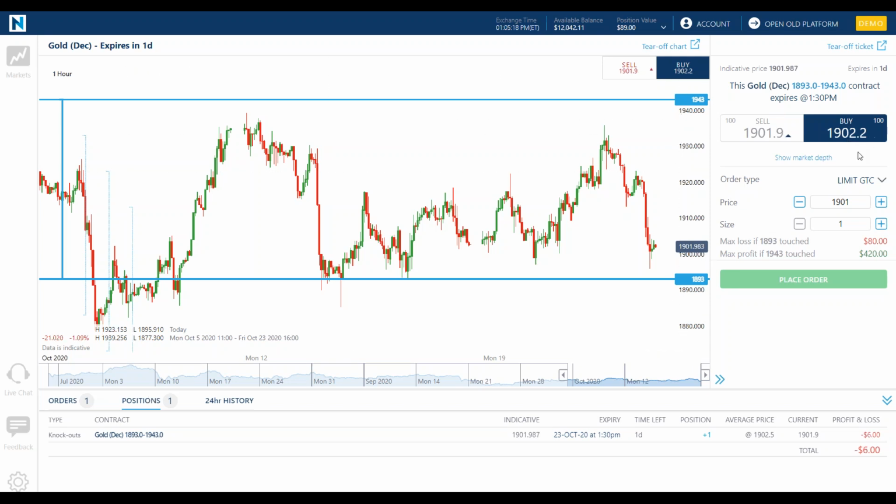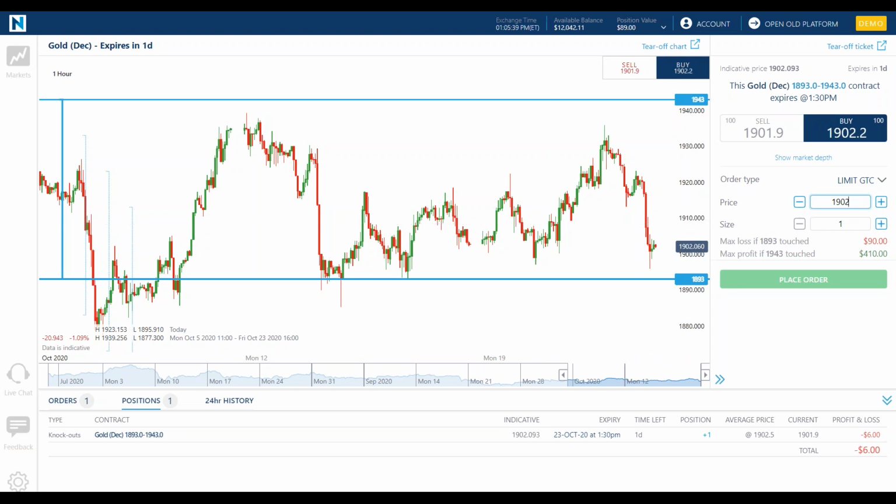Now, let's go ahead and choose 1902. I'm going to choose 1902 because it's right in the middle. If I thought gold were going higher and I wanted to buy one at 1902, notice on my order ticket, it clearly tells me what my maximum potential profit and maximum potential loss are before I enter the trade.